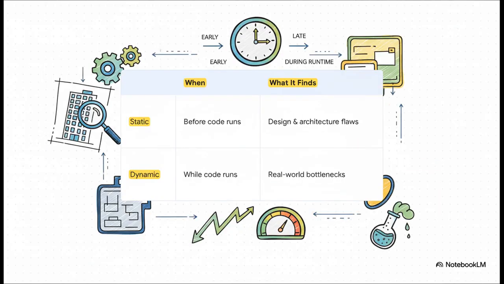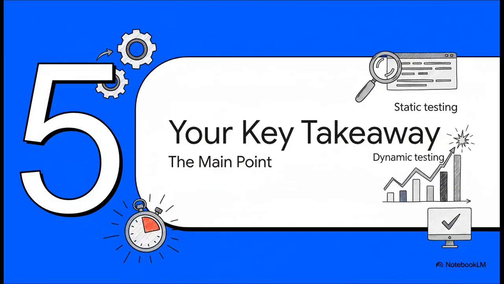And this chart really makes it crystal clear. Think of it like this. Static testing is proactive. You're finding flaws in the blueprint before you even start building. Dynamic testing is reactive. It's about finding weaknesses in the actual building while it's in use. One prevents problems in theory, the other discovers them in practice. Okay, so we've looked at both sides of the coin.